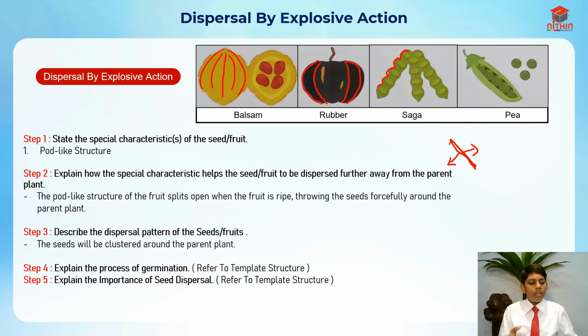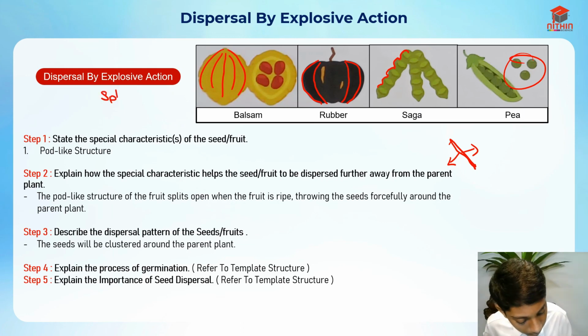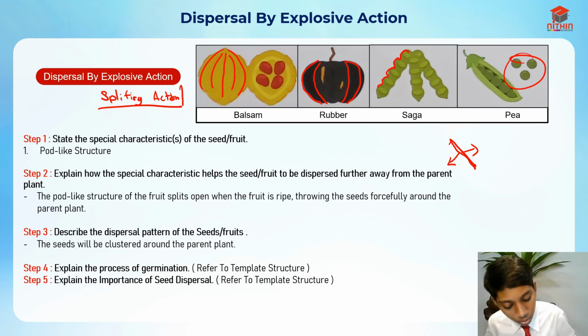So basically the fruit, with the seeds inside, will explode with a lot of force and the seeds will come out. But remember, never write explode in your exam. So if they ask for the 4 methods of seed dispersal, you write wind, water, animal, but you just can't write explode. You can write explosive action or also splitting method, splitting action. You can write which one you're comfortable with. For me, I'm more comfortable with explosive action.